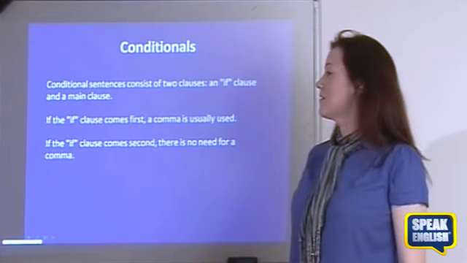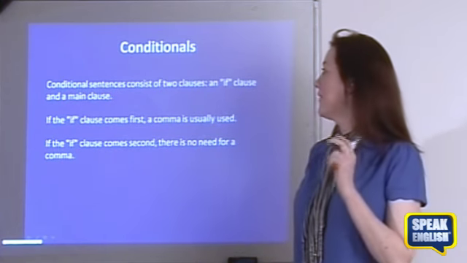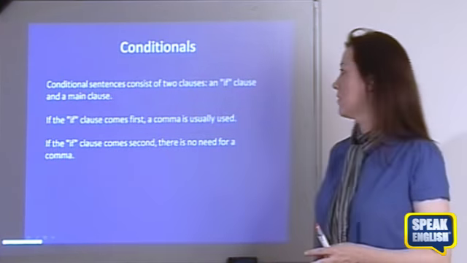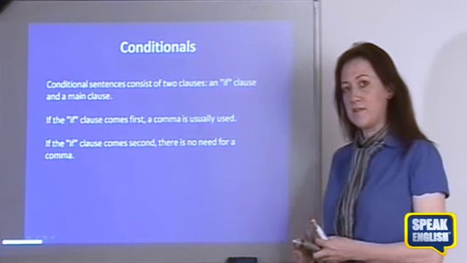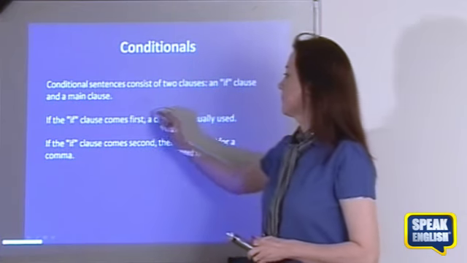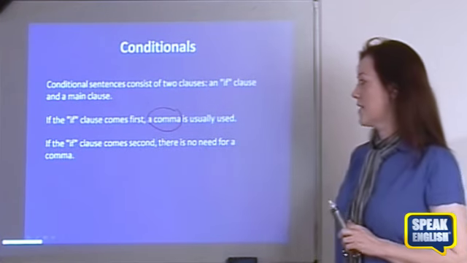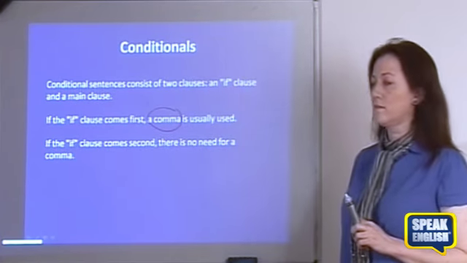Conditional sentences consist of two clauses, an if clause and a main clause. If the if clause comes first, a comma is usually used. If the if clause comes second, there is no need for a comma.